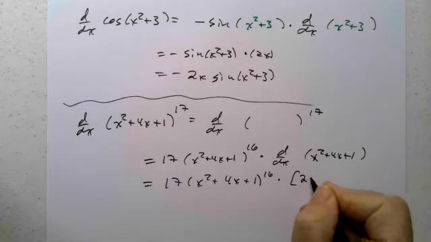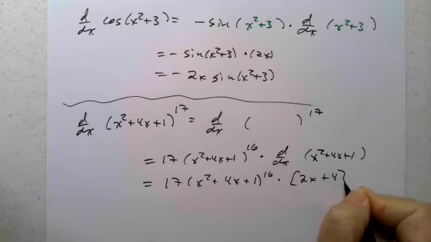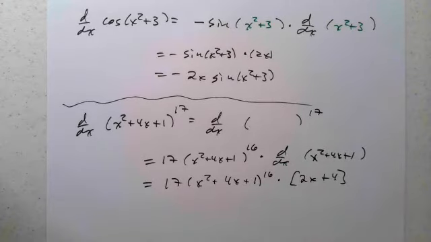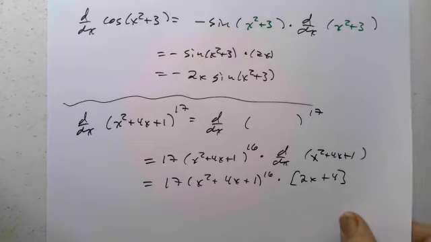Derivative of x squared is 2x, derivative of 4x is 4. And I'm going to leave it in that form just to emphasize the behavior of the chain rule. So this is the approach I typically use. Let's take a look at a few more.